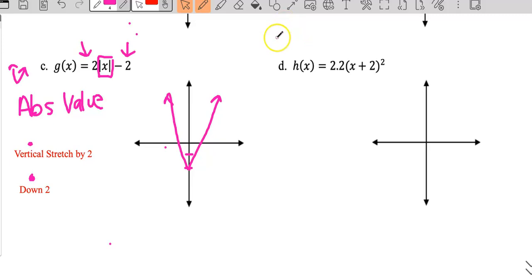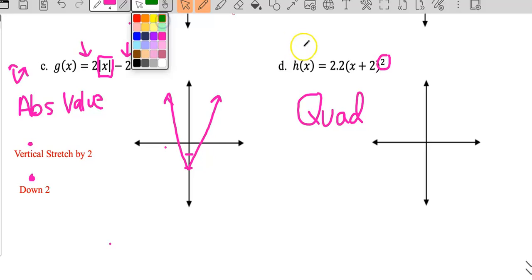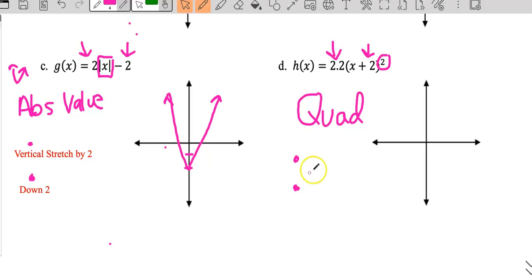All right, the last one. I see a squared, which tells me it's a quadratic. So that would be my function family. Now for the transformations, I have to ask, what did they add? They added something in front, and then they added something inside. So I'm going to have 2 transformations to talk about. Again, that squared, which tells you quadratic, does not count as a transformation.